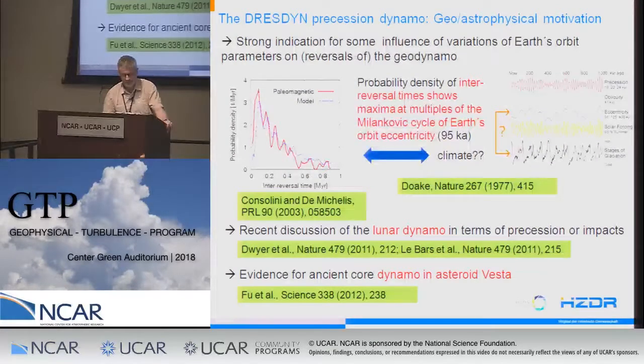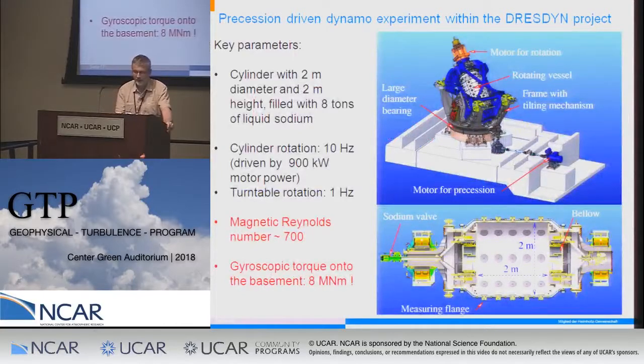There are recent discussions about precession for the lunar dynamo. There are discussions about precession in the dynamo in asteroid Vesta, and this might be enough motivation to do the following experiment. Our experiment is not a sphere, it's not a spheroid, it's a cylinder for some reasons.